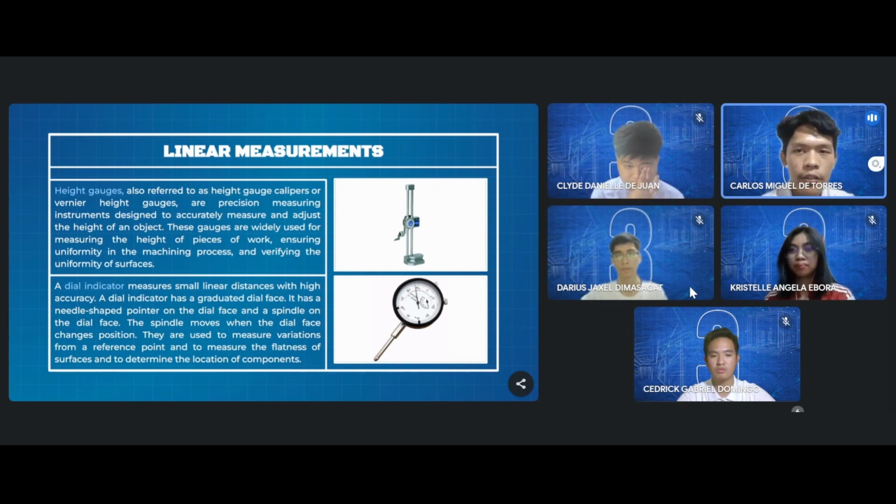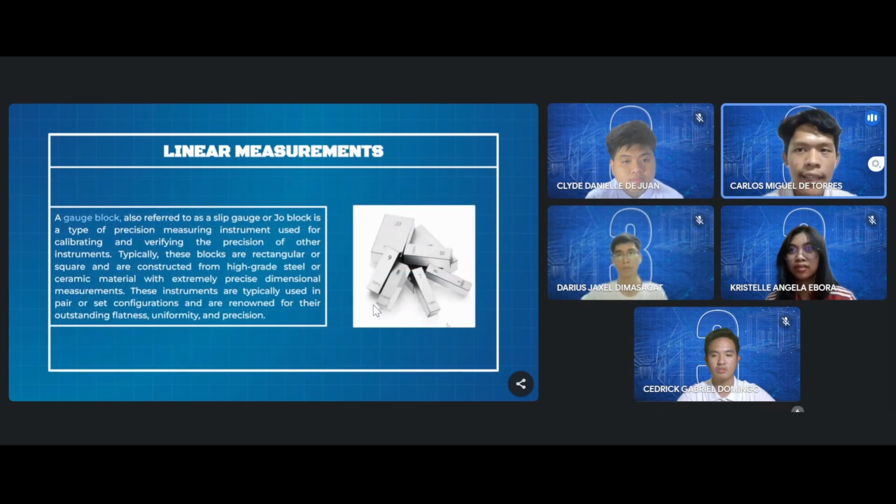There's also a dial indicator, also known as dial gauges. It is used to measure small linear distances with high accuracy. They feature a graduated dial face, a needle-shaped pointer, and a spindle for measurement. And last of our linear measuring tools are gauge blocks. These blocks are measuring instruments used for calibrating and verifying the precision of other instruments. They are rectangular or square blocks made from high-grade steel or ceramic materials.